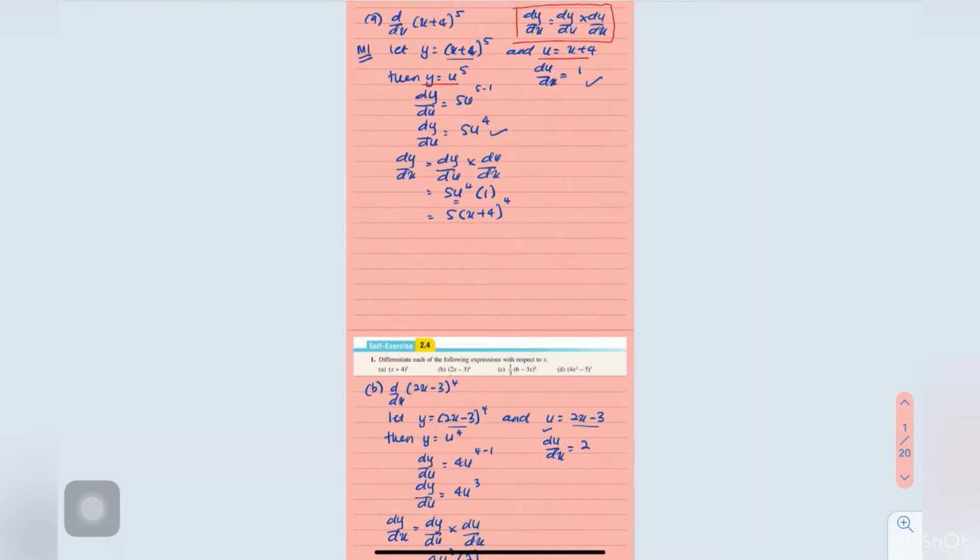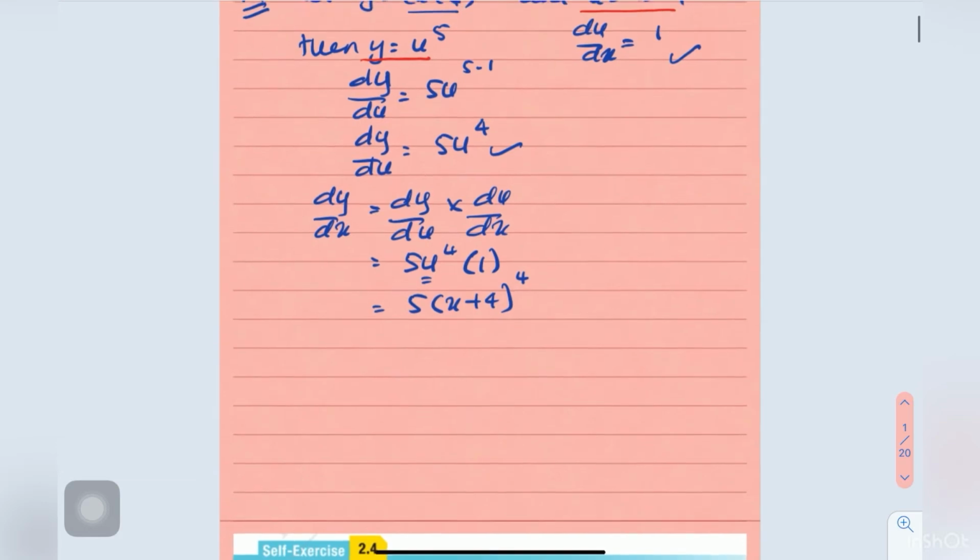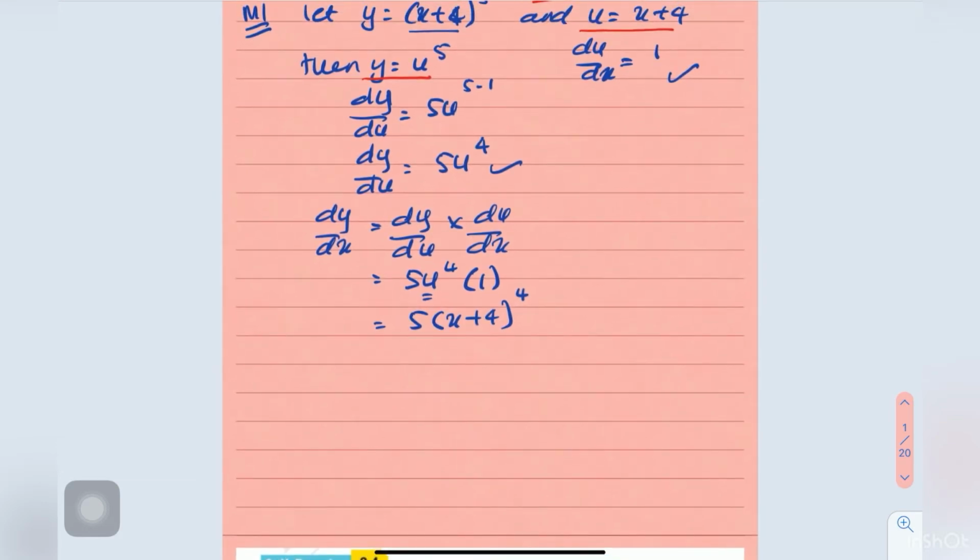Actually, question number 1 involves a composite function because we have here power of 5 and power of 4. Then you can use method 1 by using the chain rule. But actually, we have another method. I'm going to show you an easier one. Here is method 2.